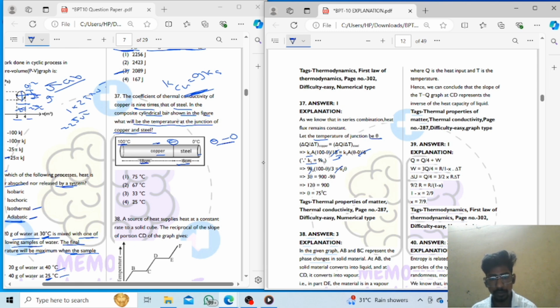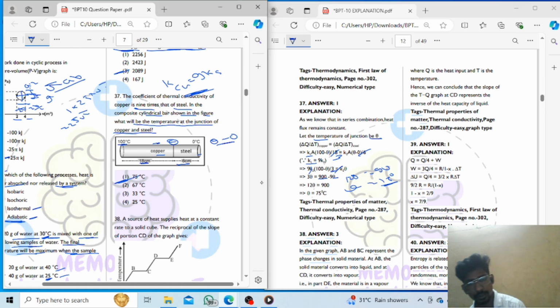So 9 into 100 minus theta, means 90 minus theta, equals 3 into theta here. This is cross multiplication, 900 minus 9 theta. So that means 12 theta equals 900. That means theta will be equal to 75 degrees Celsius. Therefore option number 1 will be the correct option again.